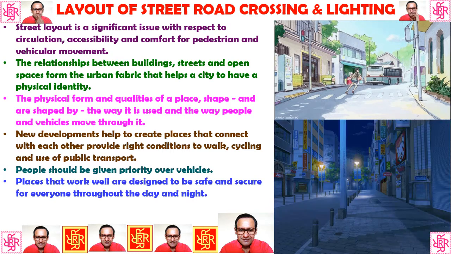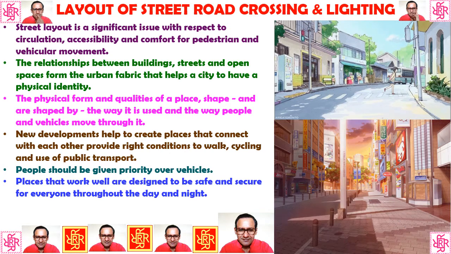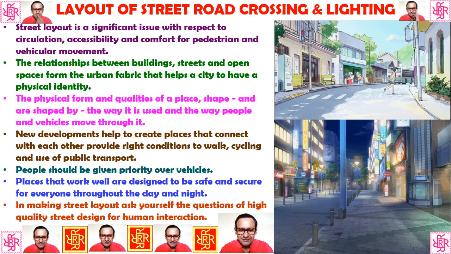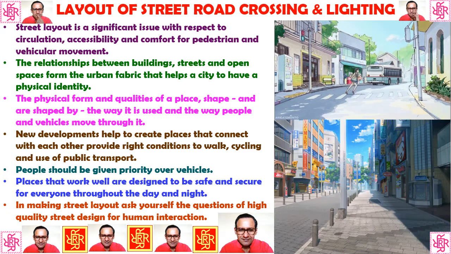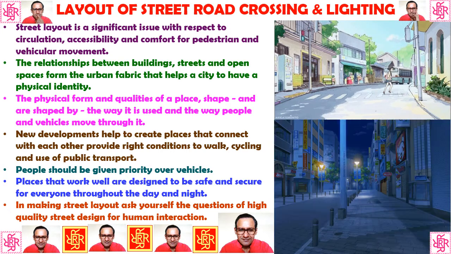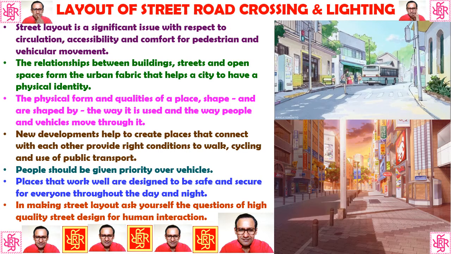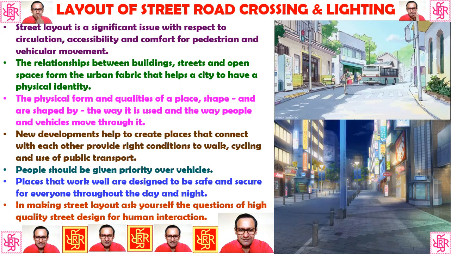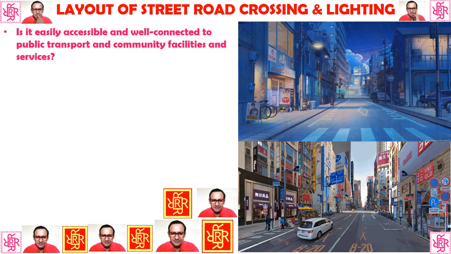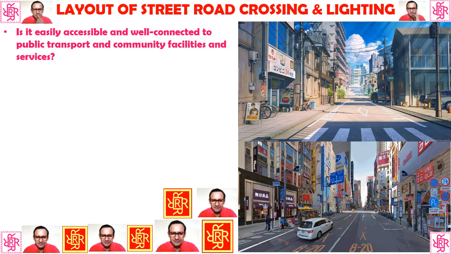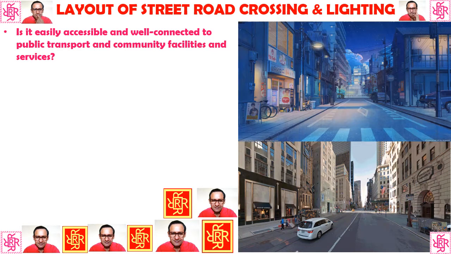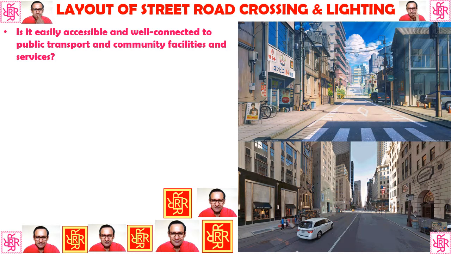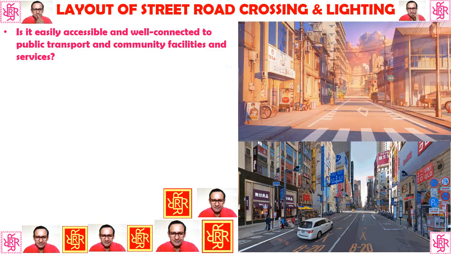Places that work well are designed to be safe and secure for everyone throughout the day and the night. And that's why lighting is important. And when there is vehicular movement, road crossing becomes important. So in making a street layout, ask yourself the questions of high quality street design for human interaction. Is it easily accessible and well connected to public transport and community facilities and services or not? So this is a basic question while designing the layout of a street, road crossing and lighting.